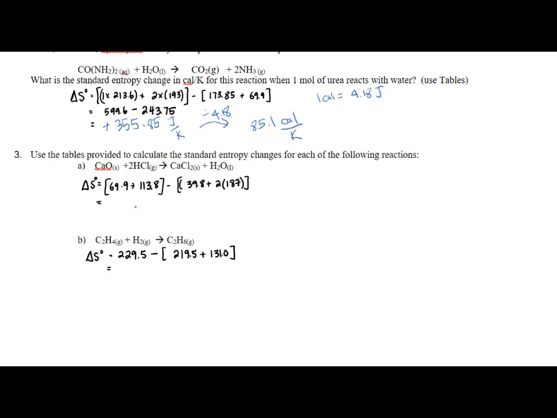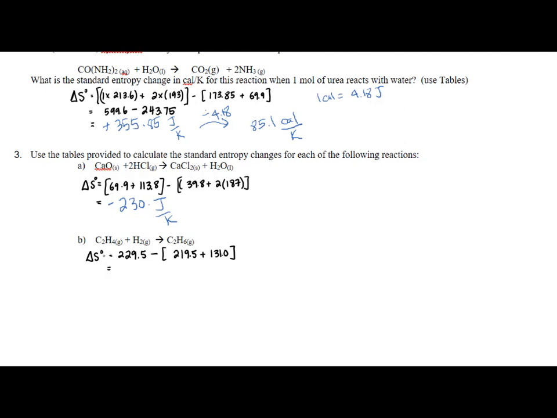Products minus reactants, taking into account the coefficients. These are our values from our tables. And when we compute this, we get negative 230 joules per Kelvin. I'll focus here more carefully on significant digits. Because we are adding and subtracting our values, we are going to pay attention to the number of decimal places. This one has no decimal places, so my answer has no decimal places, and I'm just going to put a point there to signify that it's exactly 230 that I want to show.